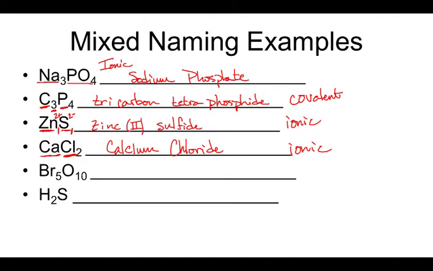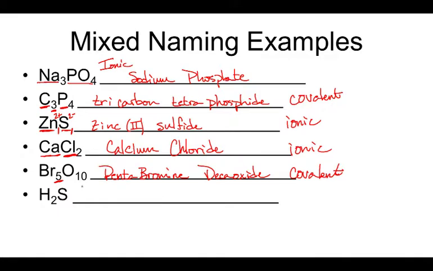Br5O10. Well, bromine and oxygen are both nonmetals, so we know this has to be covalent. Okay, so we're going to put the prefix first, which is penta. Penta, bromine. And then deca, oxide. You could also put decoxide, but either one's acceptable.